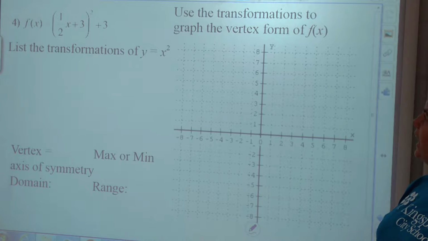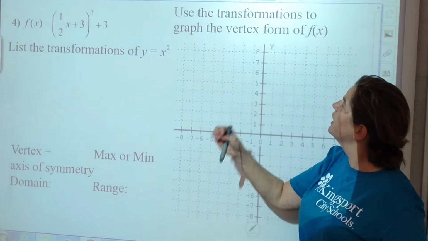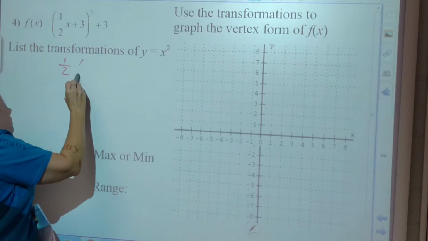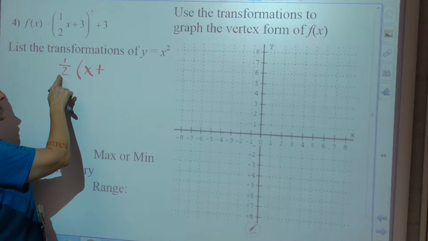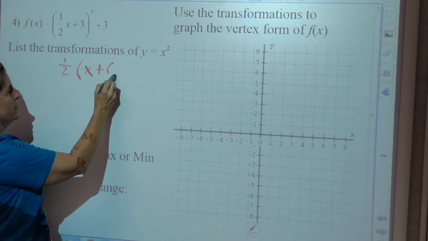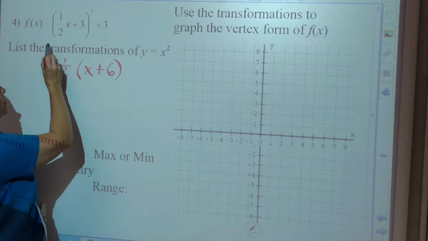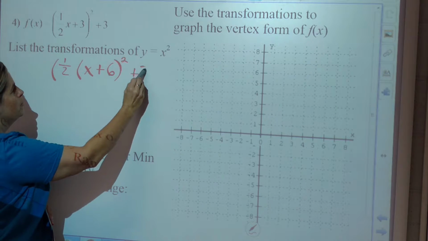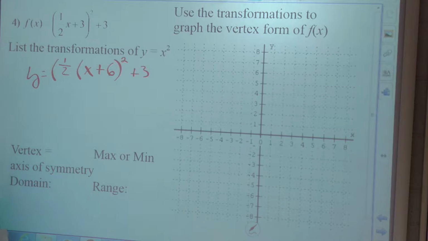Next one, we've got that half that we're going to factor out, and I hope you're getting more comfortable with factoring those fractions. We'll factor the 1/2, leaving us an x plus, and it's not half of 3, it's half of what gives you 3. So that's a 6. These are still inside the parentheses. We're just moving it away from the x, so that's squared plus 3. This is an equation. Don't forget to keep writing your y equals or f of x equals.